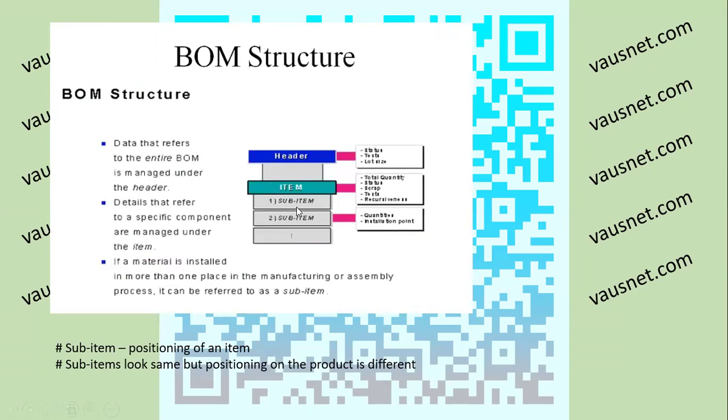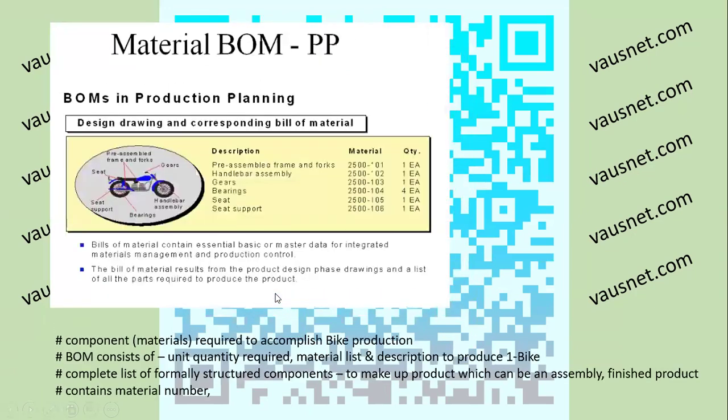What is a sub item basically? Sub item is basically the positioning of an item. For example, we need 4 quantity of bearings. Bearings will be needed at various positions, like at the front wheel and the back wheel. And you need a bearing for the handle, of course, because you have to rotate that, for brakes and for acceleration. And you need bearings for the shocks too.